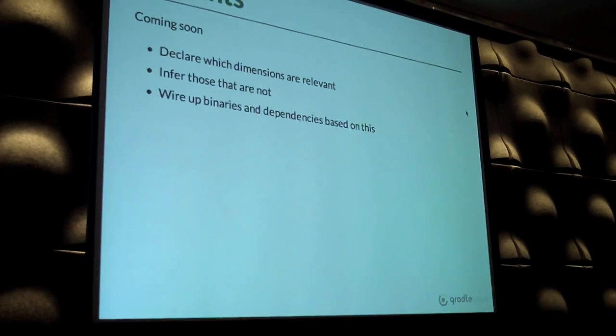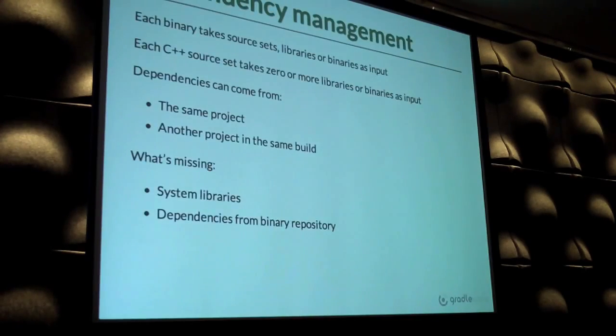So an interesting problem there is that when I'm wiring up my dependencies, I've got a bunch of candidates to choose from. So if I depend on a library, I'm building a whole bunch of different outputs for that library. Which one do I choose? So that leads us to dependency management.